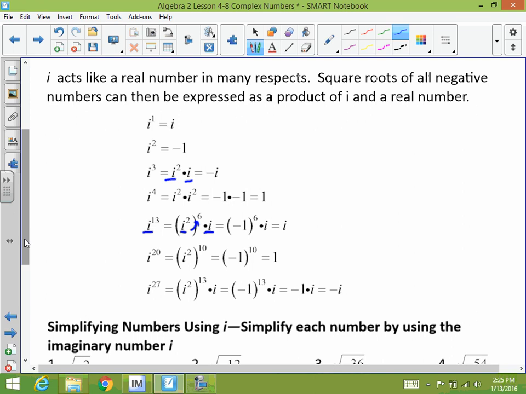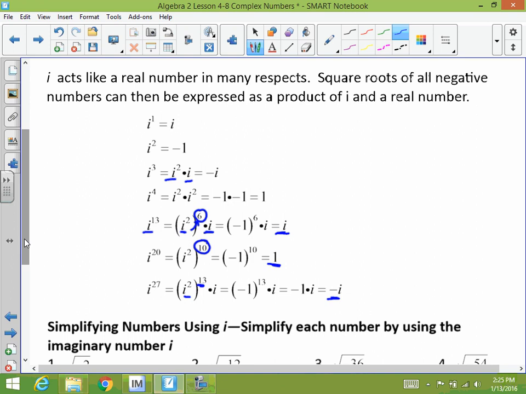So i to the 20th is i squared to the 10th power. Notice you always use i squared and then take it to an even numbered power or an odd numbered power. If it's an even numbered power, you end up with 1. If it's an odd numbered power, you end up with -1, or -i. Look at the pattern. It'll make sense.